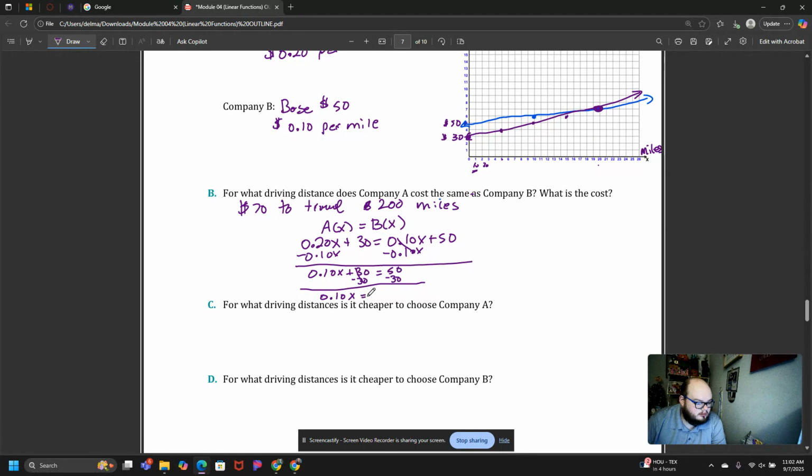0.10x is equal to 20. And then I'm out of room. So 0.10x is equal to 20. Divide that, and you get that it's at 200 miles, which we had. And then we back substitute this to find the cost.